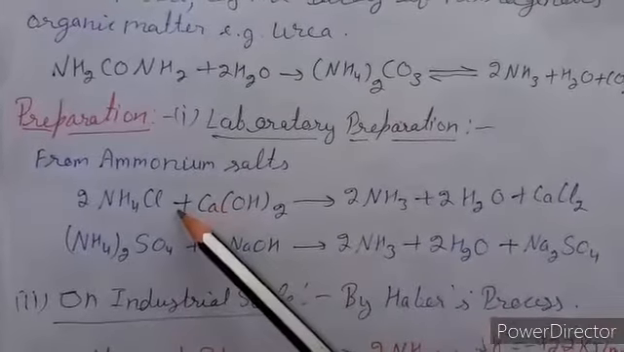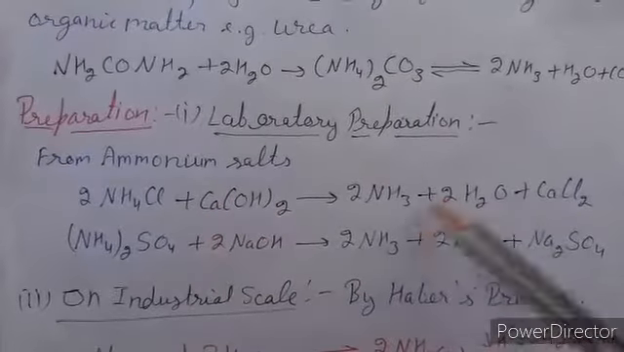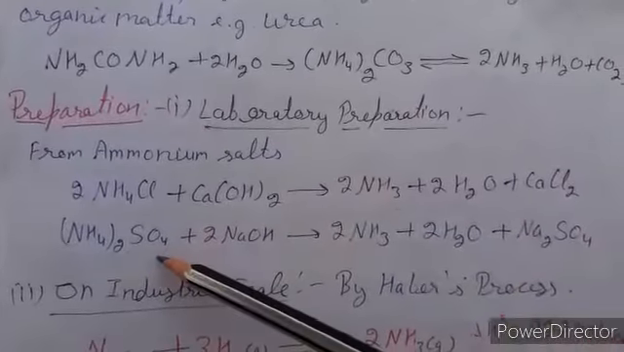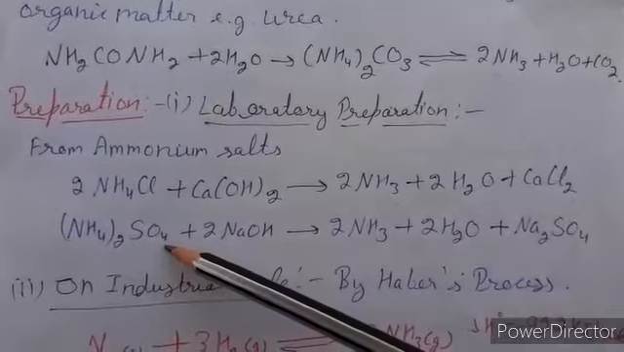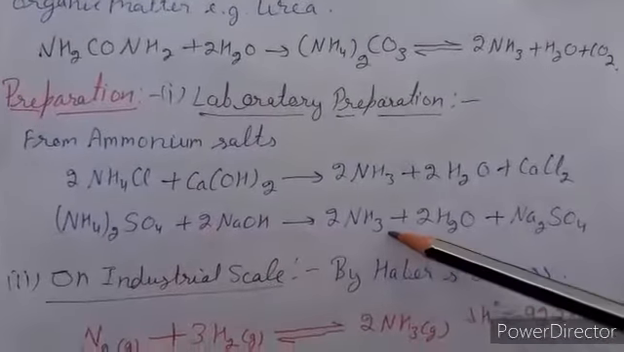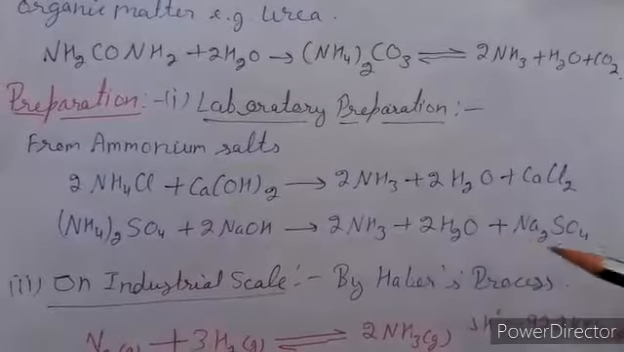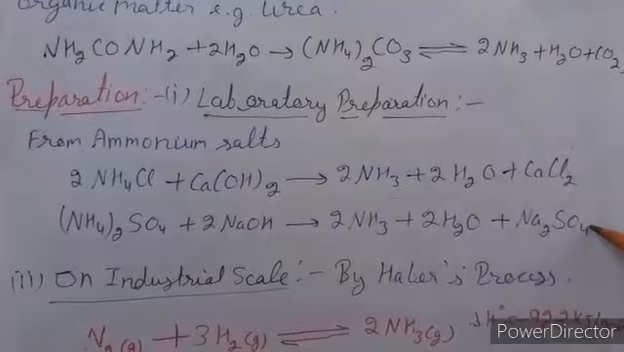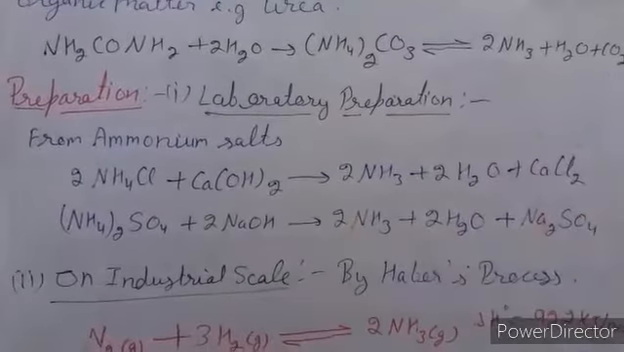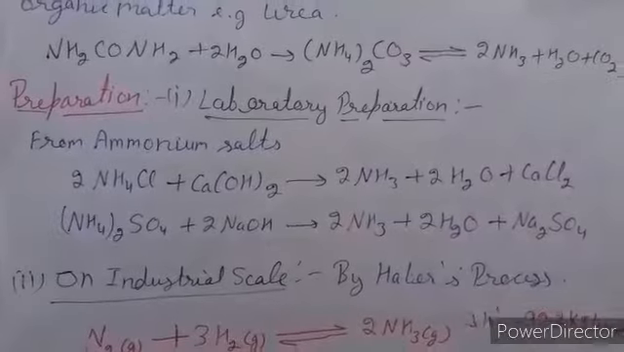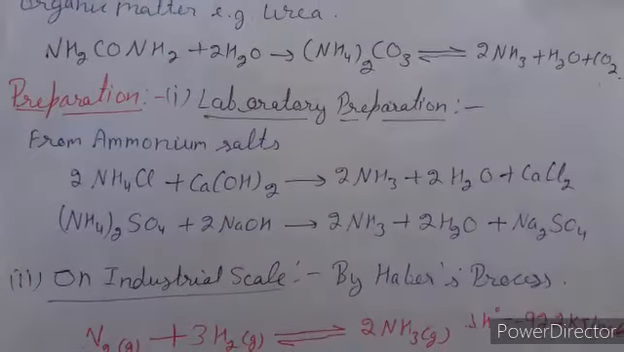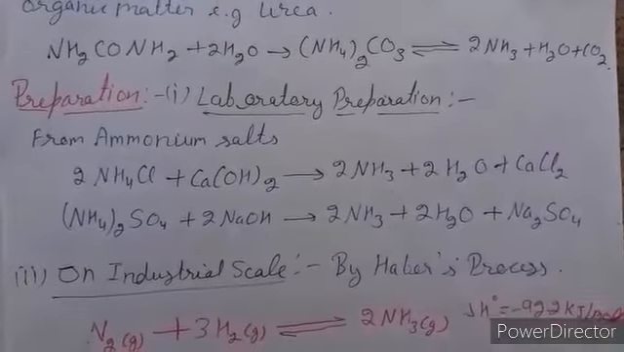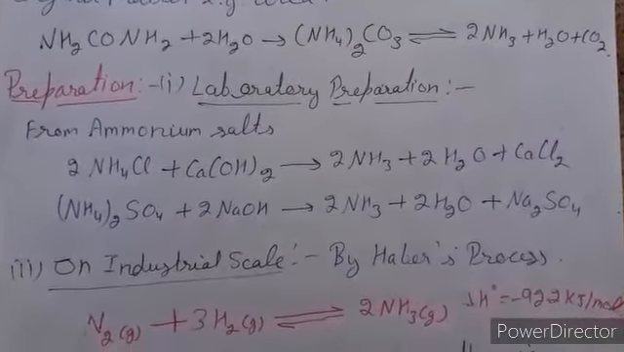So when we react ammonium chloride with lime water, it will give ammonia plus water plus calcium chloride. When we react ammonium sulfate or ammonium chloride with sodium hydroxide, it will give 2 molecules of ammonia along with water and sodium sulfate. So in these reactions we can prepare ammonia from ammonium salts by reaction with alkalis like caustic soda or lime water. Also we can prepare it by reacting magnesium nitride with water to form milk of magnesia along with ammonia.